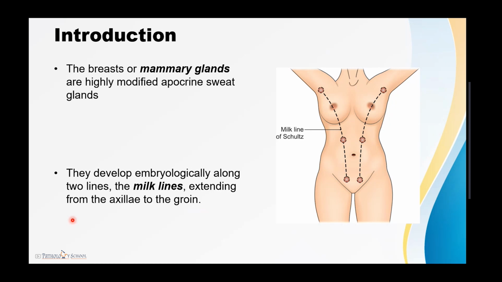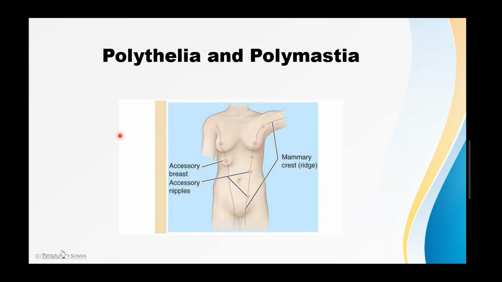They develop along the milk line of Schultz, which extends from the axilla to the groin. Normally, only one gland develops on each side of the thorax. However, due to anatomical variations, numerous glands or accessory nipples may develop. The development of accessory nipples is called polythelia, whereas the development of accessory glands is called polymastia.